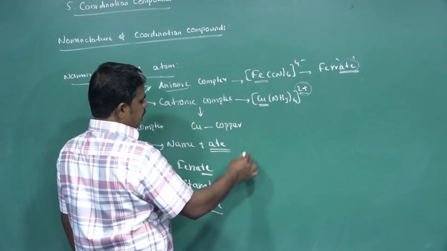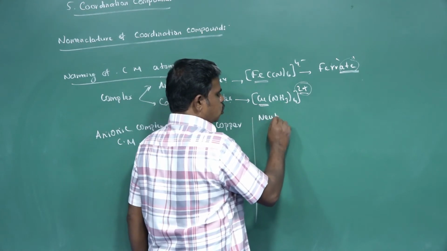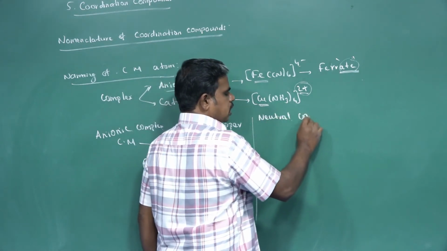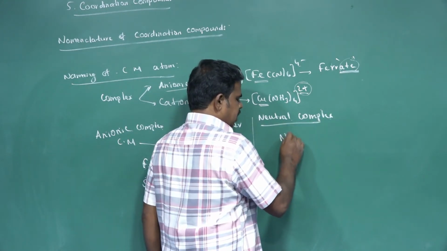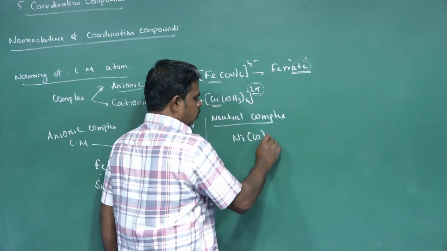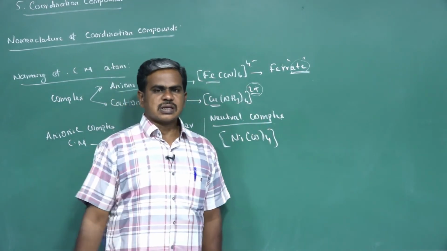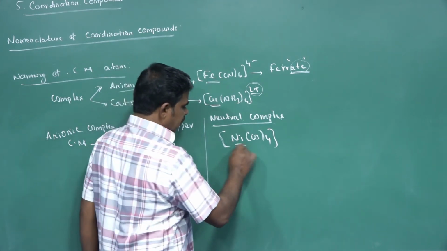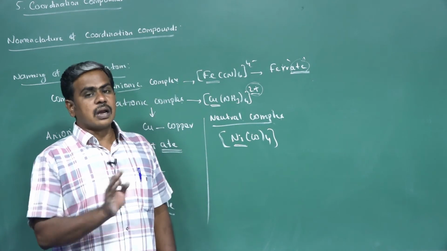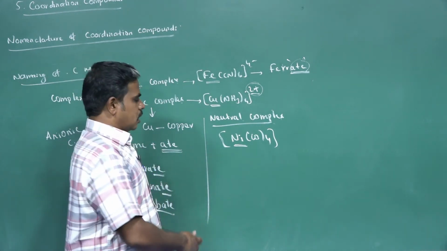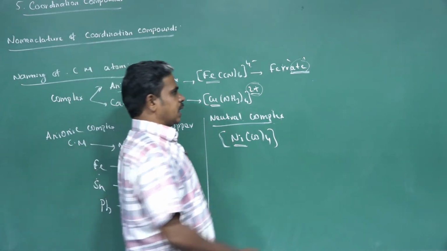Now the complex may be neutral. Suppose you take a neutral complex, here Ni(CO)4. There is no charge at all, so it is known as a neutral complex. Then how will you name that? Nickel, not nickelate. Only for an anionic complex do we add -ate. So that is the central metal atom.